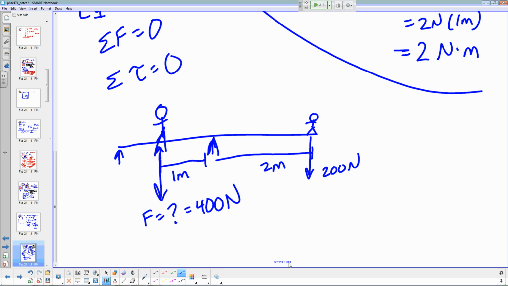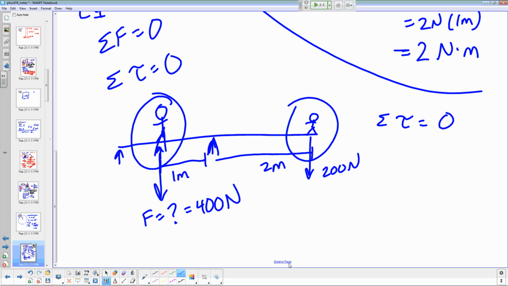So I could say that the sum of the torques equals 0. Let me show you how we get that mathematically. That is the torque on this side minus the torque on this side has to equal 0. So that would be F times 1 meter minus 200 newtons times 2 meters equals 0. That's just our condition for equilibrium, right? And so F is equal to 400 over 1, or 400 newtons.